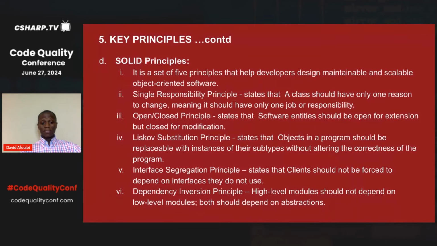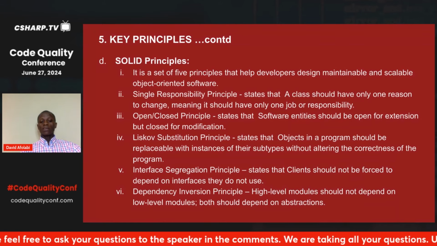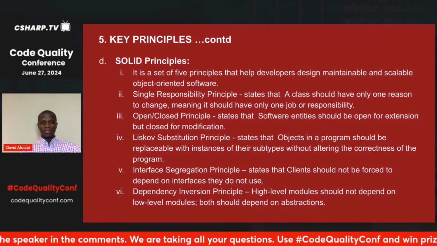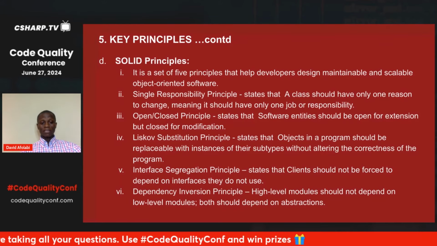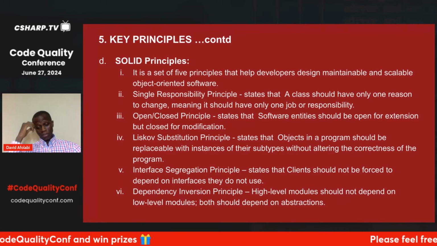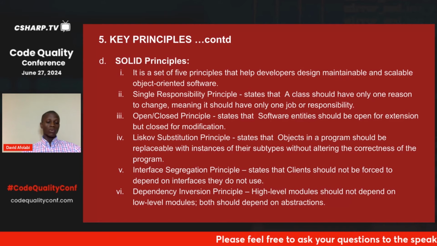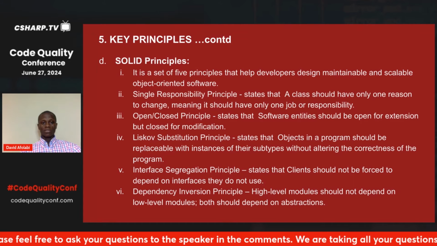Next is the interface segregation principle. It states that clients should not be forced to depend on interfaces they do not use. And lastly, on this list is the dependency inversion principle. This states that high-level modules should not depend on low-level modules, meaning both should depend on their respective abstractions, right?